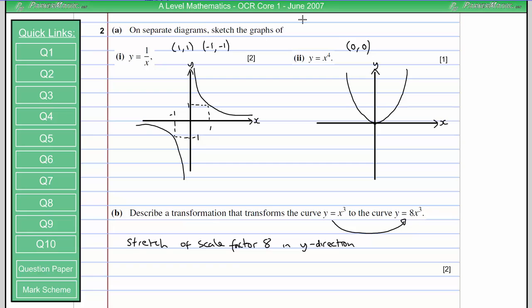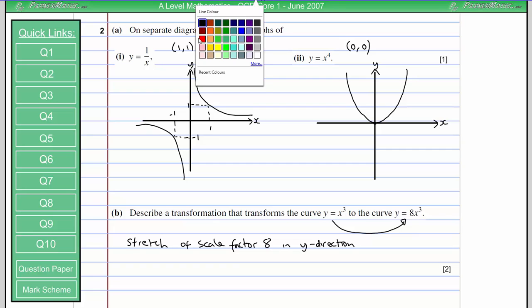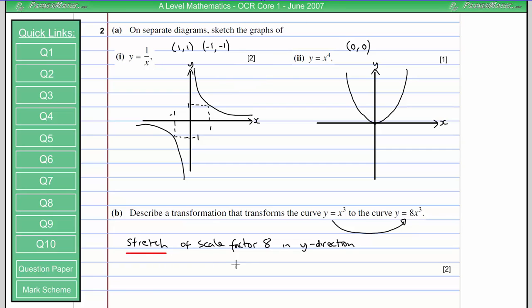So keywords we're looking out for in this question are that it's a stretch, that it has a scale factor of 8, and that it's being stretched in the y direction. Alternatively, you could put it was stretched with a scale factor of 1/8 in the x direction. But for questions like this, it's more common to say a larger scale factor in the y direction.